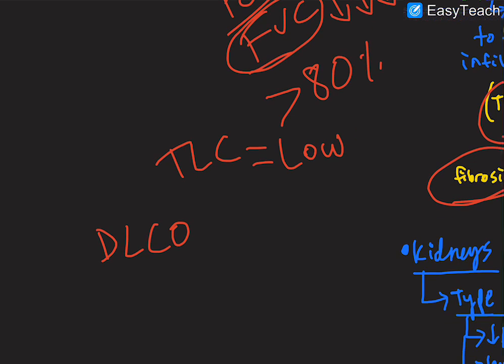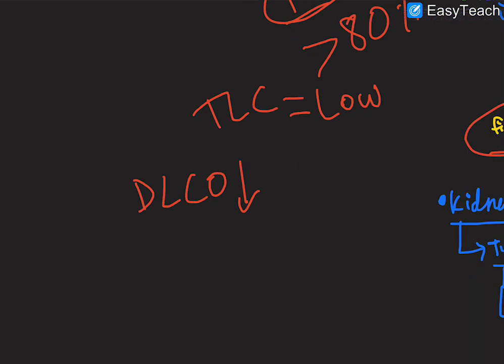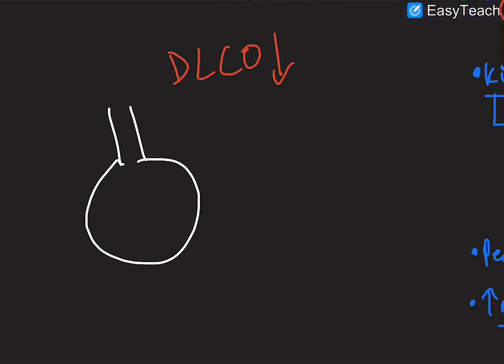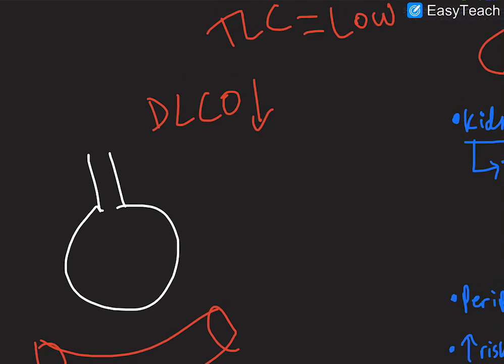So why is this test good? Well, if this test comes out low, there could be many reasons for that. If your DLCO value is low, first of all, what is this measuring? It's measuring how well gases can diffuse from your alveoli to your blood vessels. So remember, you have your alveoli here, and then you have your capillaries here. If you have a low DLCO value, that means the proper amounts of gases are not going from your alveoli to your blood vessels.